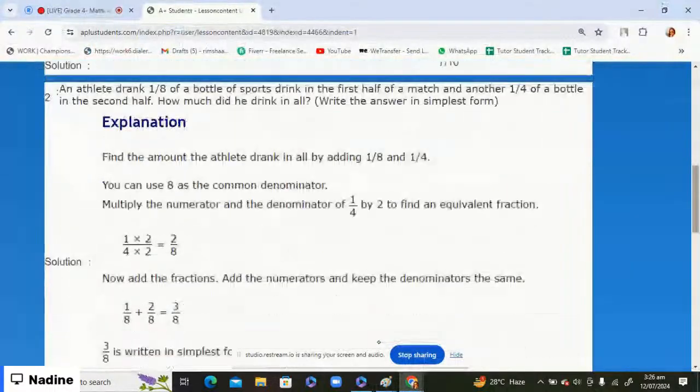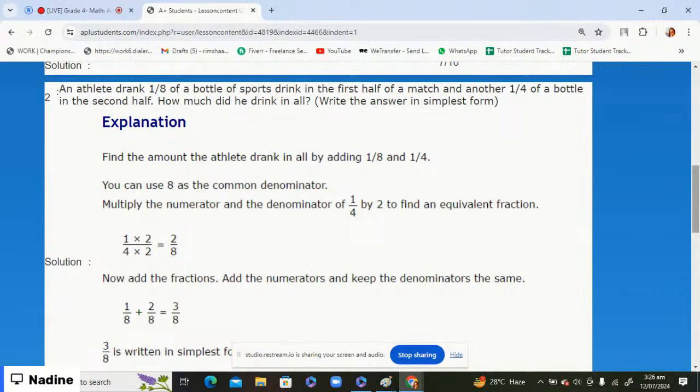Now, check out this question. Now you guys solve this question, okay? So what is the question? First of all, just read it, everyone. You guys take out your notebook and pencil and then solve the question over there. Okay? And then just write the answer, tell me here in the chat. An athlete drank 1 by 8 of a bottle of sport drink in the first half of the match and another 1 by 4th of a bottle in the second half. So how much did he drink in all?